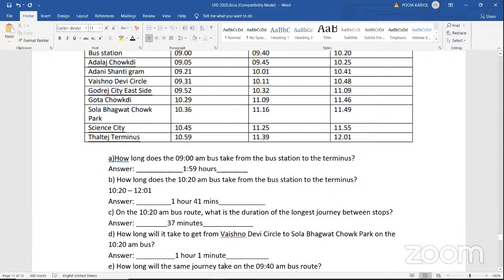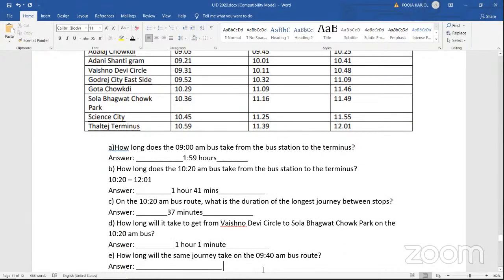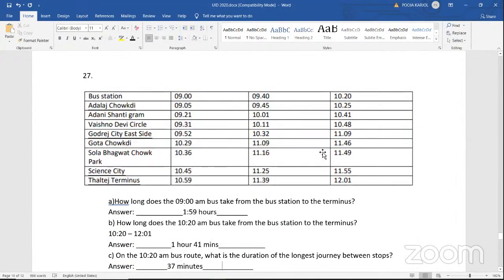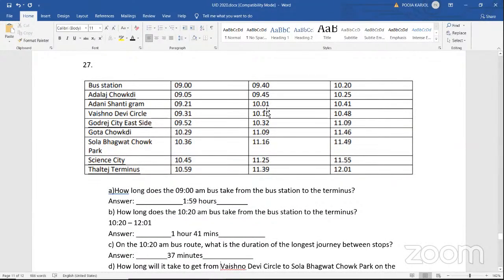Okay, next, how long will the same journey take on the 9:40 AM bus route? Meaning, same journey from Vaishno Devi Circle to Sola Bhagat Chowk Park. How long will it take at the 9:40 AM bus route, in the middle one? 1 hour, 5 minutes. Yeah, it starts from 10:11, ends at 11:16. 1 hour, then extra 5 minutes, 1 hour, 5 minutes, correct.